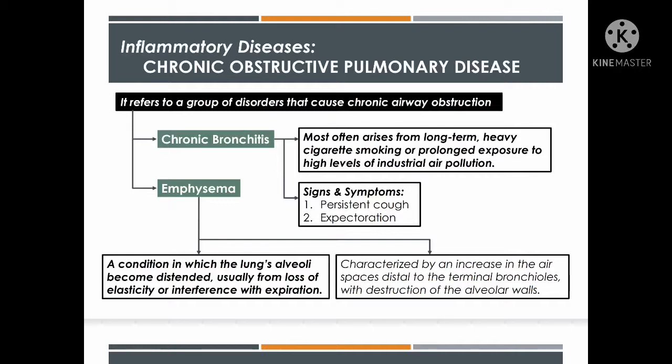Emphysema is a condition in which the lungs' alveoli become distended, usually from a loss of elasticity or interference with expiration. It is characterized by an increase in the air spaces distal to the terminal bronchioles with destruction of alveolar walls. The primary symptom of emphysema is dyspnea, which at first occurs only during exertion but eventually even at rest.